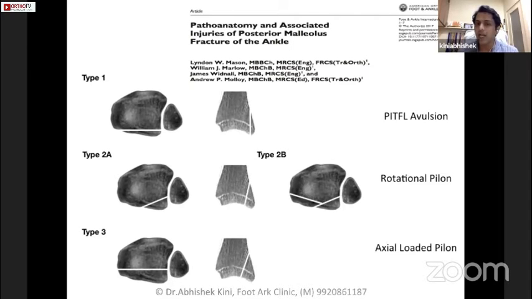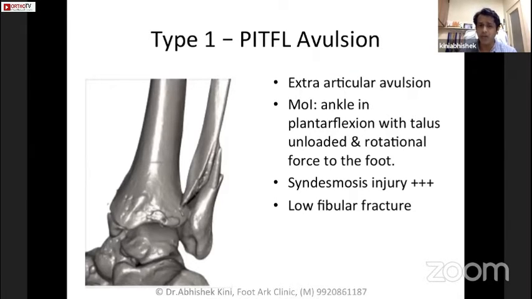The advantage of this classification was that it also told us in each subcategory whether there was a syndesmotic injury and how to approach all of these injuries. So in type 1, there is a significant syndesmotic injury because the avulsed fragment has a bigger chunk of the PITFL, which is the posterior inferior tibiofibular ligament avulsion, and that's why it is inherently an unstable fracture.